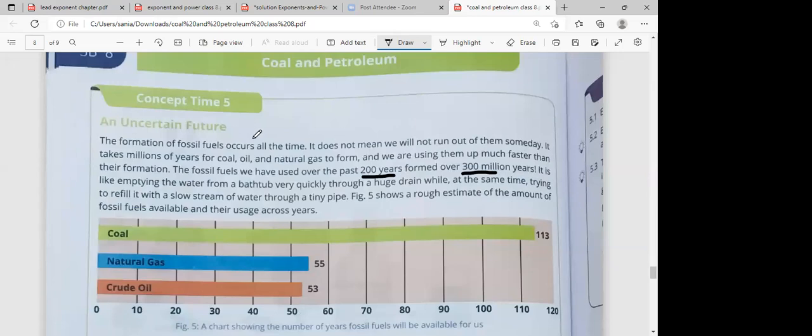Yes, ma'am. Okay, so basically now the question is: what are the problems related to fossil fuels? The problems are that fossil fuels are not formed all the time. It doesn't mean we will not run out of them someday, right? It takes millions of years for coal, oil, and natural gas to form, and we are using them much faster than their formation. Okay, so you will write the question.